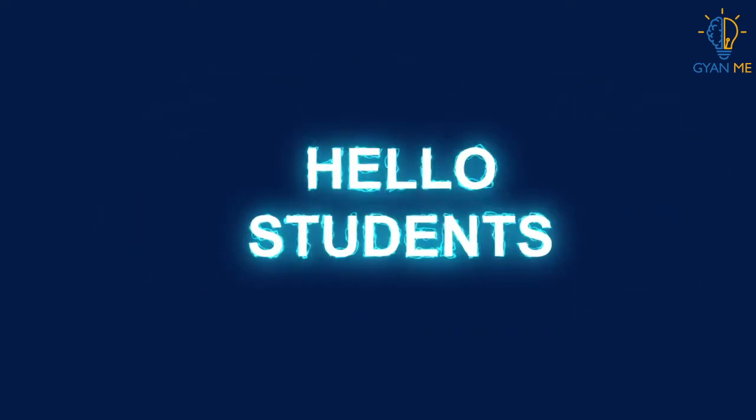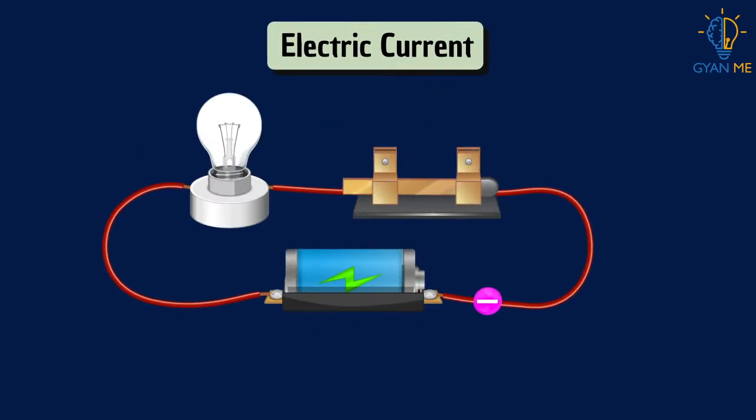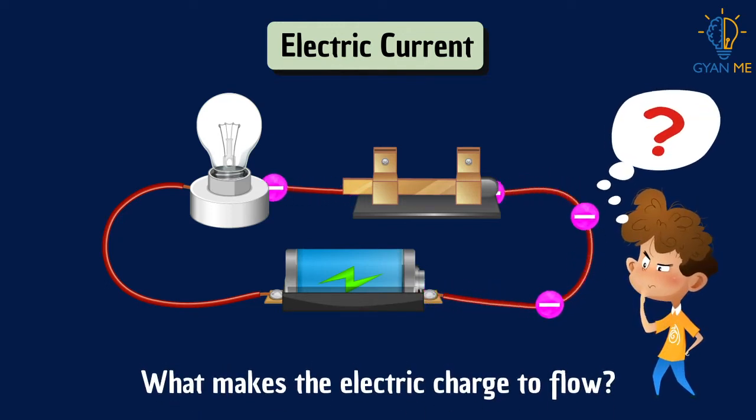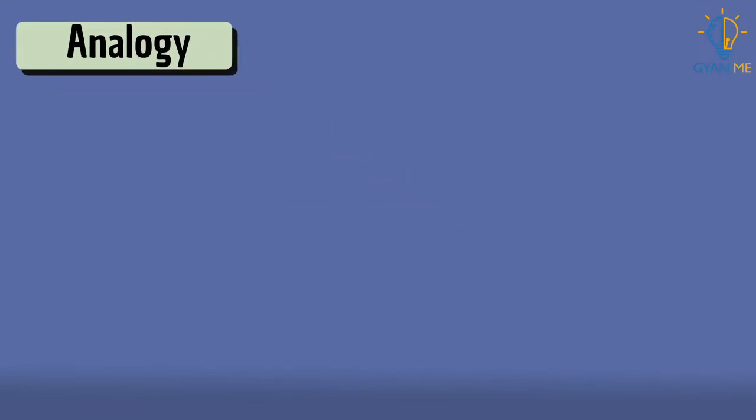Hello students. In our previous video, we learned about electric current, which is nothing else but the flow of electric charge per unit time. So now let's see what makes the electric charge flow. To understand this, let us consider the analogy of flow of water.